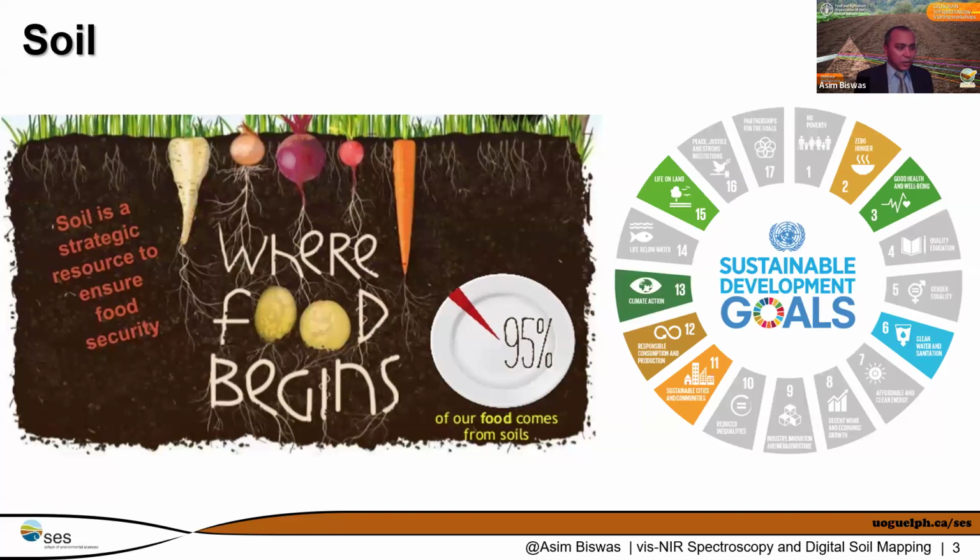And not only that, soil is the strategic resource, not only for our food security, but for our climate mitigation, infrastructure development and support. We breathe fresh air, we drink fresh, good quality water. So anything you talk about, it is soil that supports it. And that's the reason.